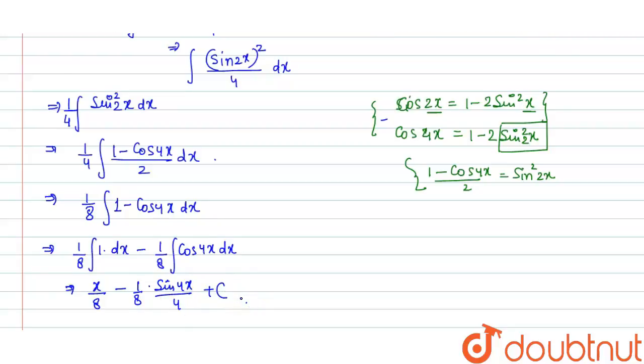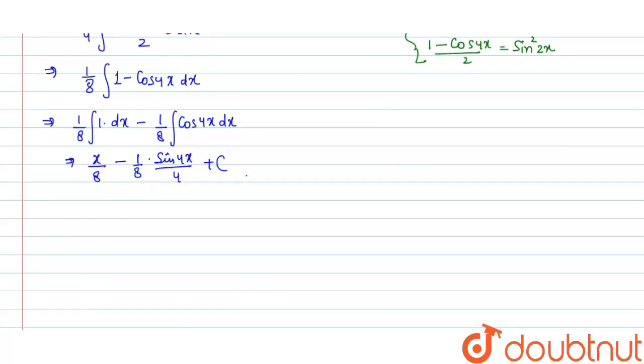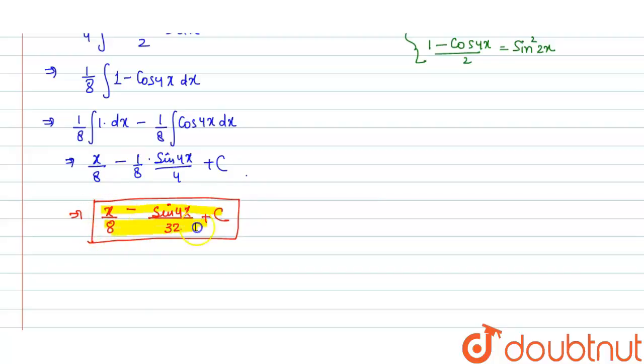So finally the answer will be x upon 8 minus sin 4x upon 8 into 4, that is 32, plus c. This is our required solution. This is the final answer. Hope you get your answer.